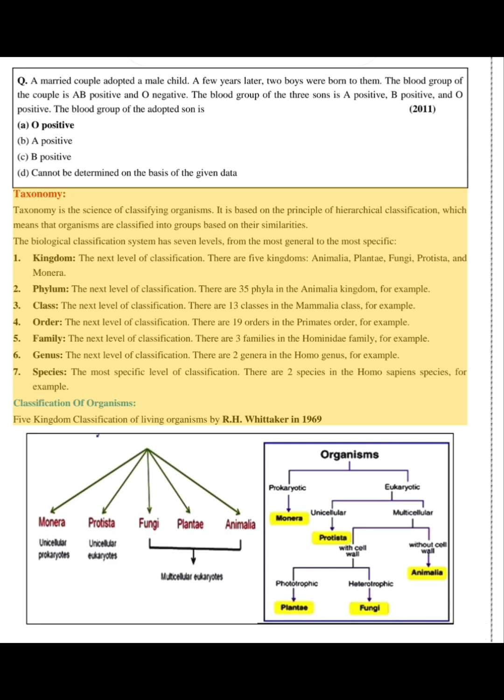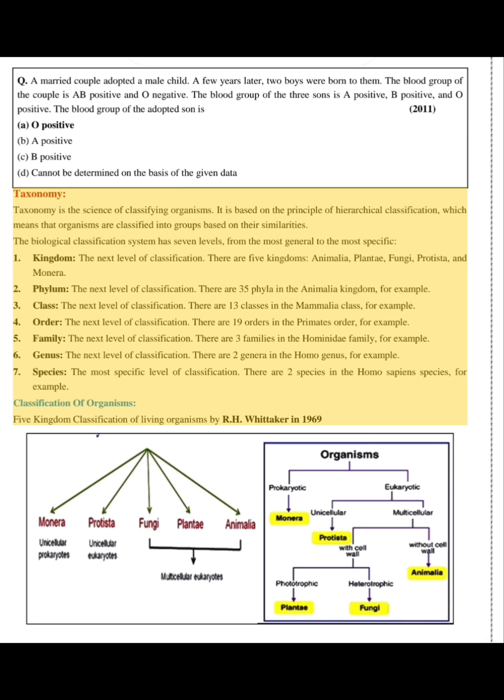1. Kingdom. The next level of classification. There are 5 kingdoms: Animalia, Plantae, Fungi, Protista, and Monera. 2. Phylum. The next level of classification. There are 35 phyla in the Animalia kingdom, for example. 3. Class. The next level of classification. There are 13 classes in the Mammalia class, for example.